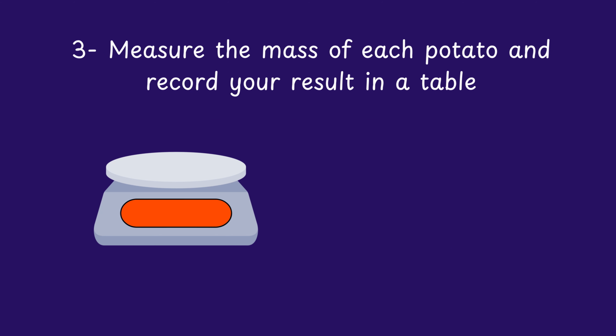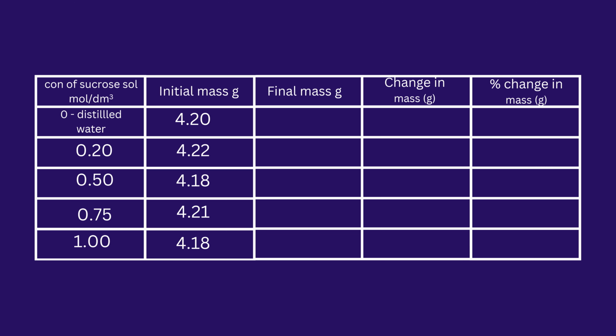Next step is to measure the mass of each potato and record your result in a table. So this is our results table. So far, we have added our starting mass or initial mass, and students, each of these will be placed in different concentration solution. All right, and then we'll fill in the rest of the table as we go through. All right, so let's move on.